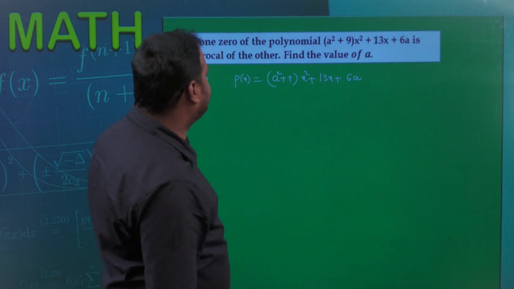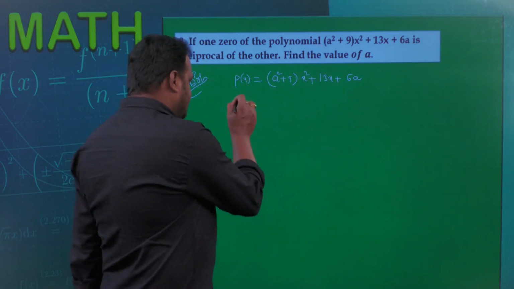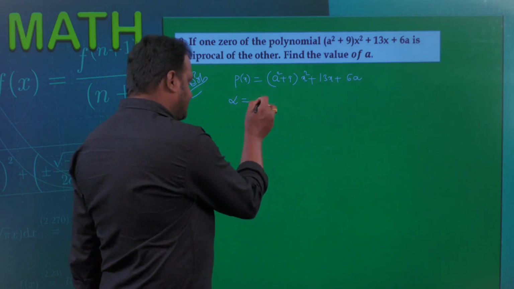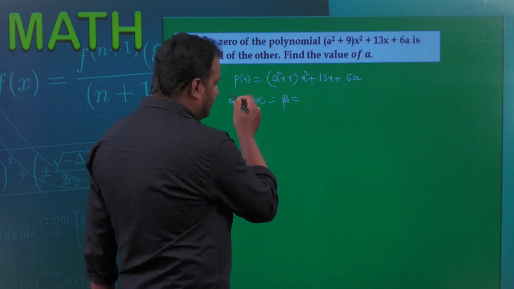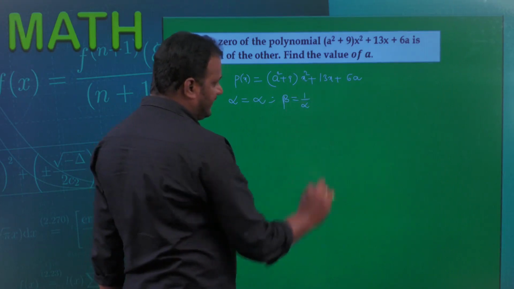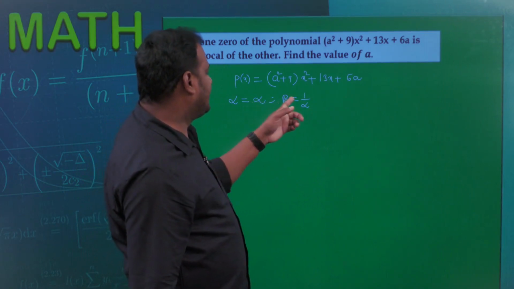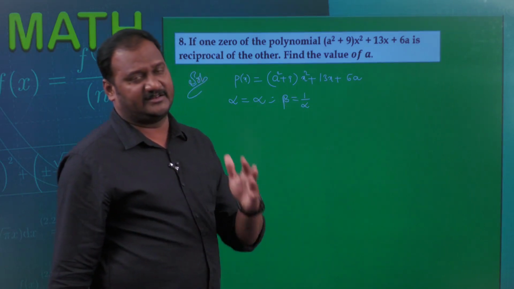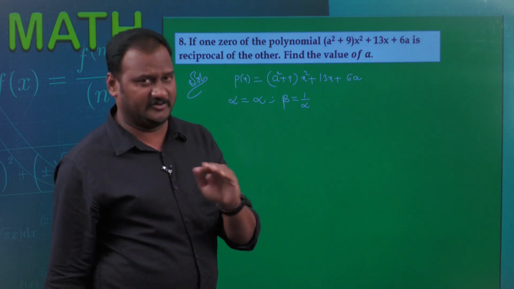Okay, that is the polynomial. But what is the information given? One zero is reciprocal of the other. One zero is reciprocal of the other means alpha is equal to alpha only. Then beta is equal to what? Reciprocal of the other means it would be 1 by alpha. So one zero is alpha, another zero is 1 by alpha. Then you have two pieces of information, alpha plus beta and alpha into beta, right?